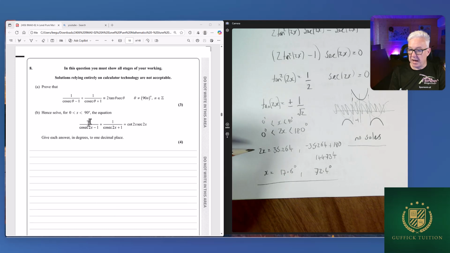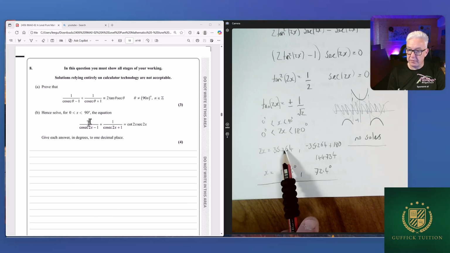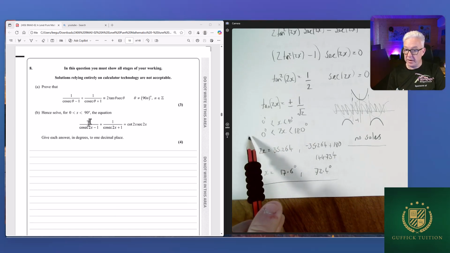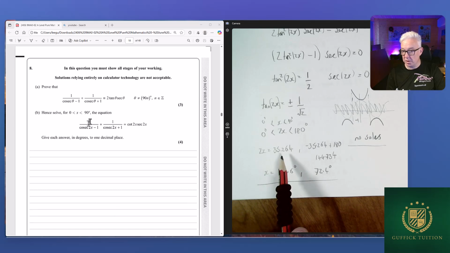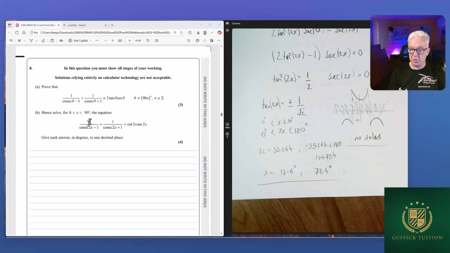Okay, so let's deal with the positive 1 over root 2 first. So inverse tan of 1 over root 2 gives us 35.26. So that's one of our values, okay? And I can see that if I added another 180, I'm going to go over the limit, and if I took off another 180, I'm going to be outside the limit. So that's the only solution that's coming from 1 over root 2. So I just divide that by 2, and that gives me 17.6.